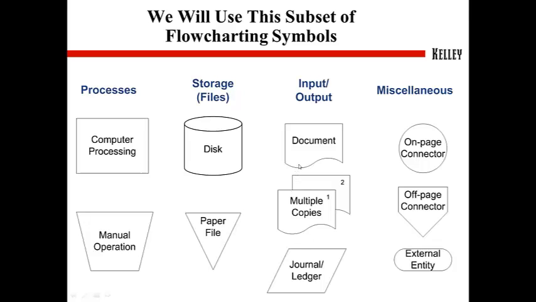Inputs and outputs, well, we're mainly dealing with document flowcharts, so this is the symbol for a document or a report. If you've got multiple copies of the same document, then depict it with overlapping document symbols with a number in the upper right-hand corner. This is a parallelogram, and accountants love to identify journals and any kind of ledger files or reports with a parallelogram. The last column, miscellaneous symbols. A circle is an on-page connector. This upside down house symbol is an off-page connector. And this last symbol here represents our external entities and agents.